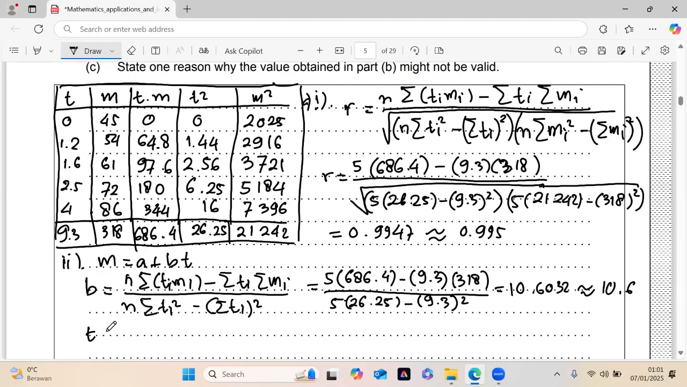Next, we find T bar, equal to sigma T over N: 9.3 over 5, it is 1.86. After that, we're going to find M bar, sigma M over N: 318 over 5, 63.6. Right.